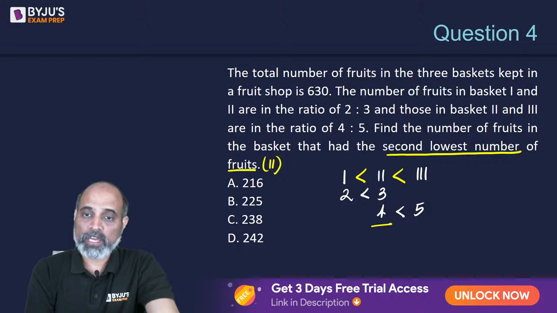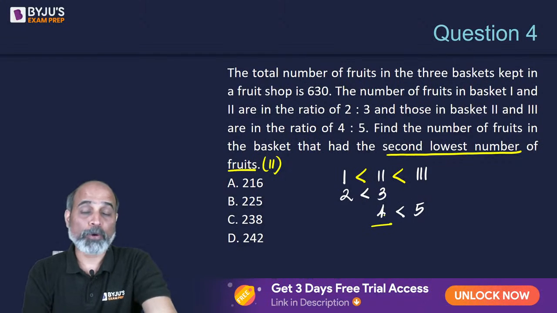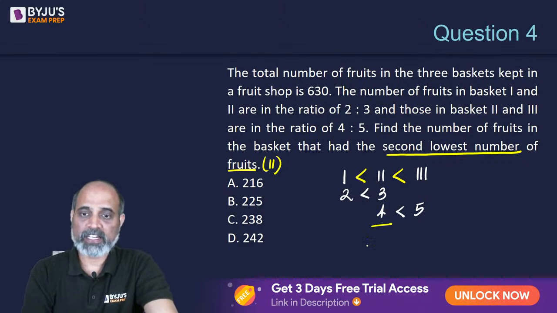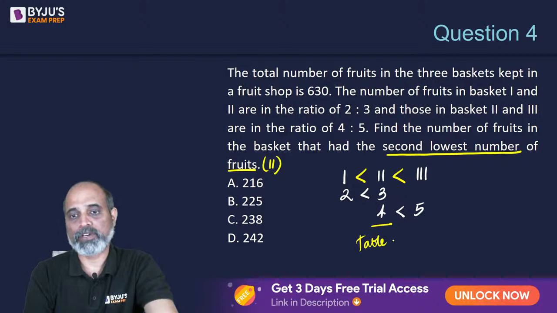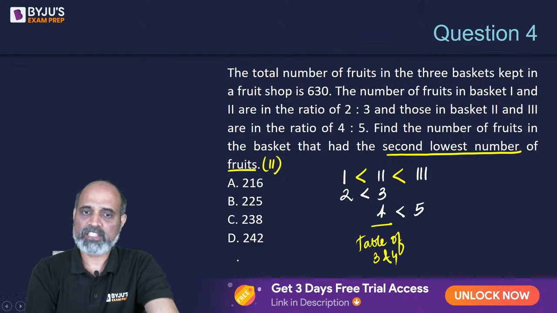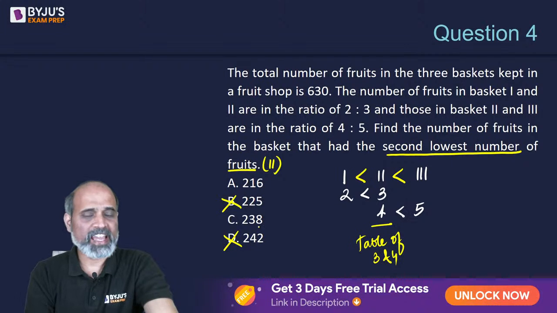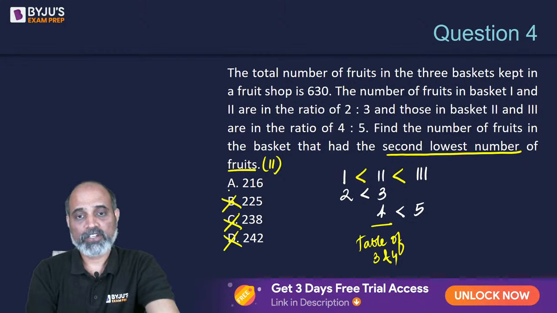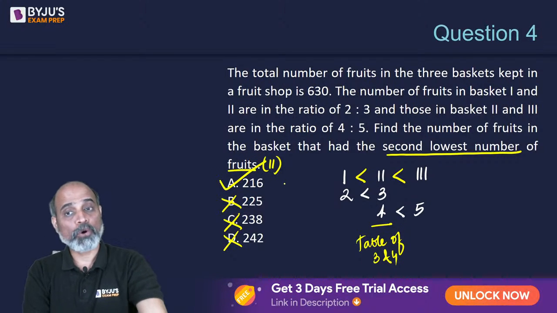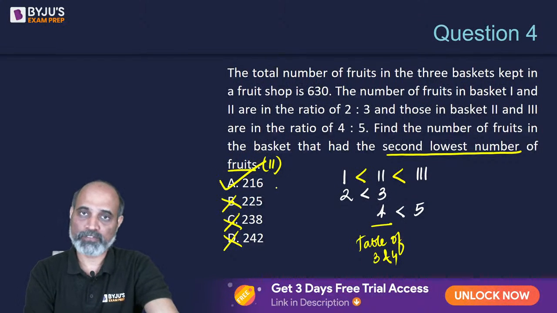Now, looking at the proportion component of the ratio, we can say that basket 2 should be a number which is in the table of 3 and 4. Let's see how many options are in the table of 3 and 4. 225 is not in the table of 4. 242 is not in the table of 4. 238 is not in the table of 3. So 216 is the only number which is in the table of 3 and 4.